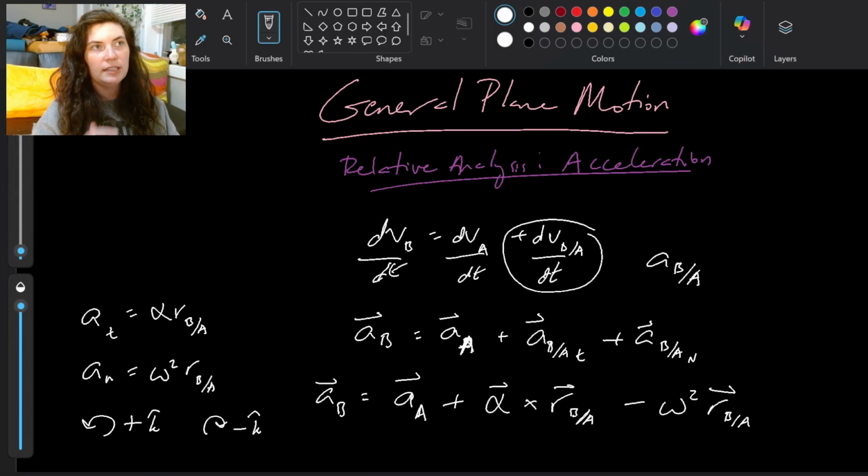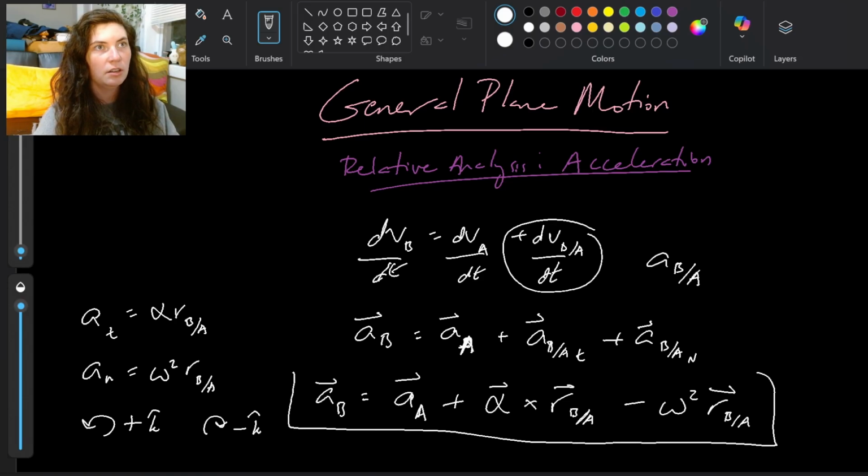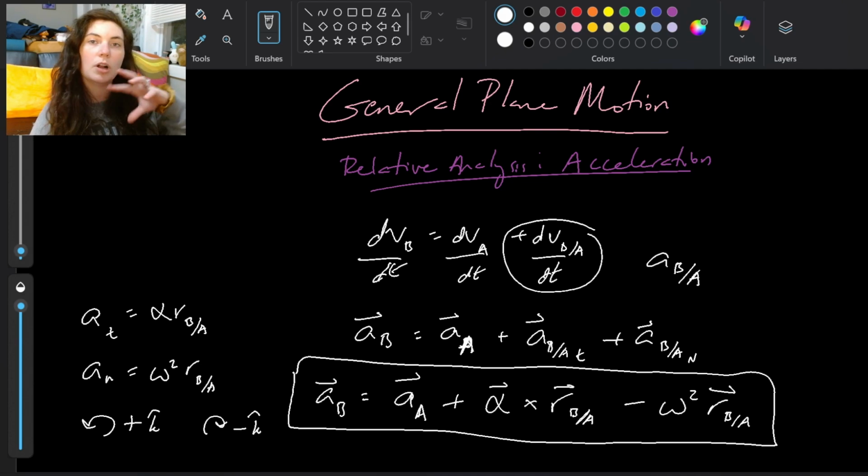So what we get here is this general form of our equation that we can apply to our general plane motion problems when we're trying to find acceleration. And again, it's going to work a lot like those relative velocity problems that we had seen, usually just with a few more steps. And by that I mean, again, you usually have to find the velocities you need first, or specifically this angular velocity term, right?